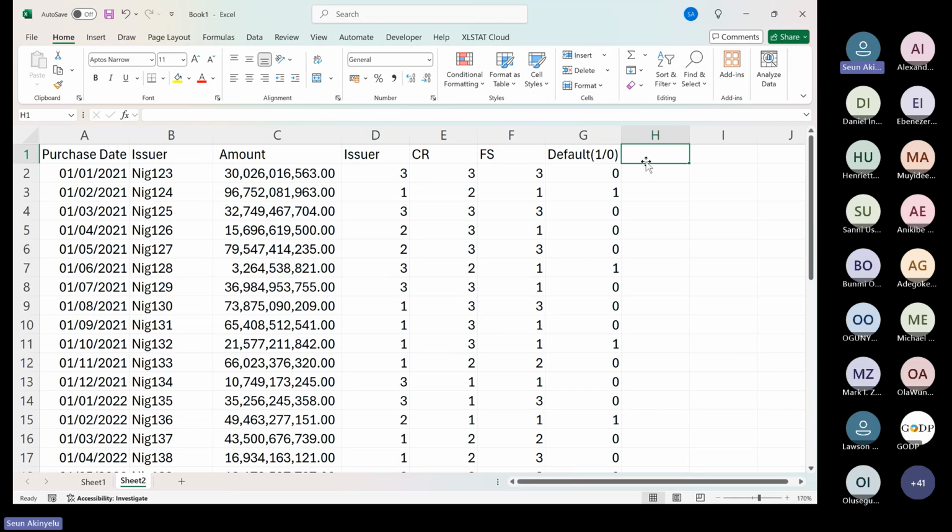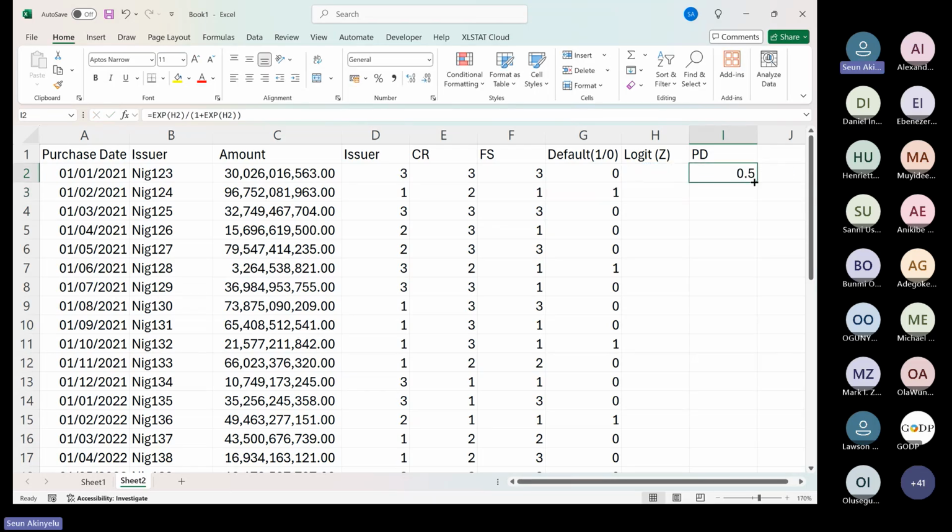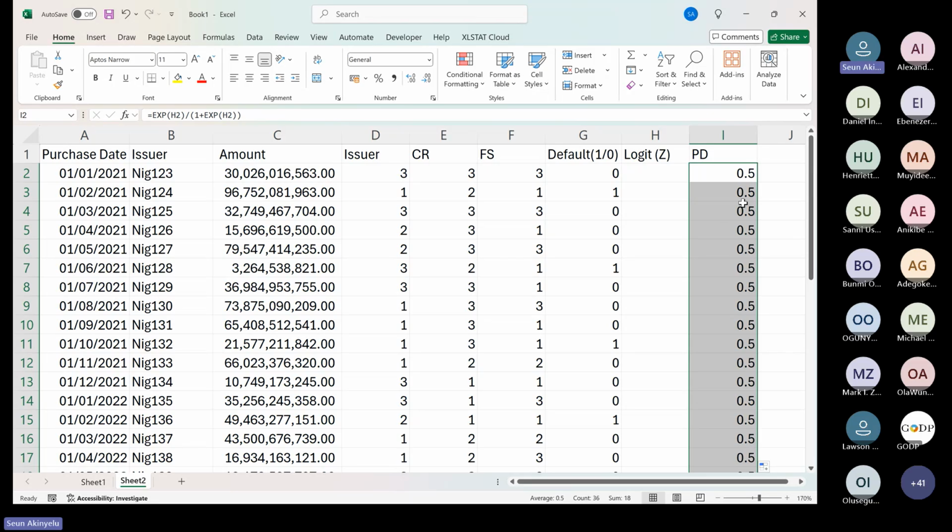So to calculate this, the first thing we need to be looking for is the z. The z is what they call the logit. And I explained to you before that the probability of default or PD is equal to exponential. When you type EXP on Excel, that's exponential. Exponential of logit over 1 plus exponential of logit. I don't know logit yet. So if I drag it down, it's just a straight line. But we are just starting.